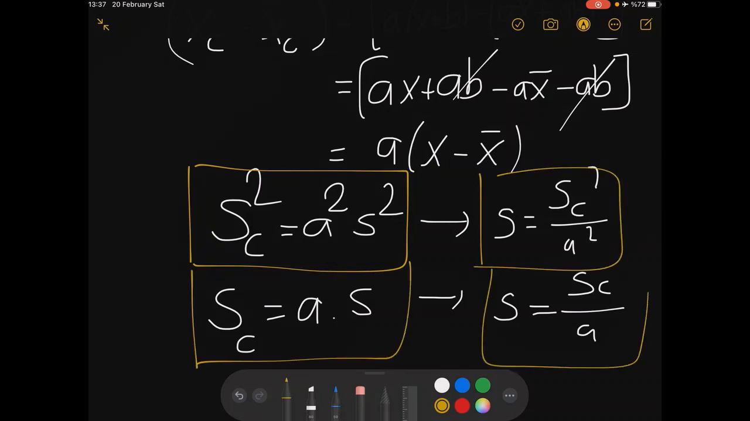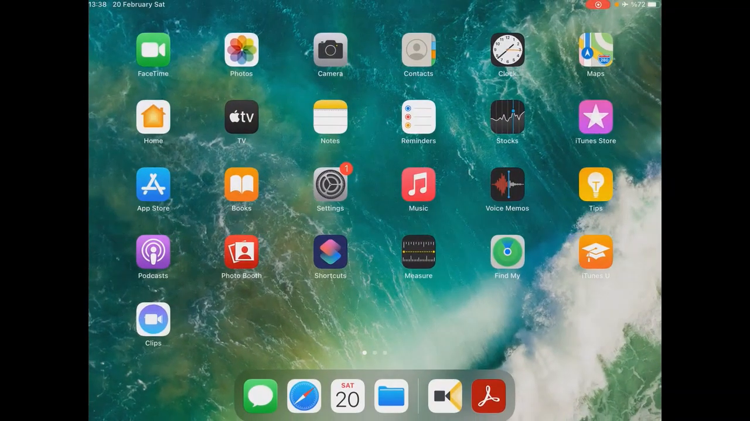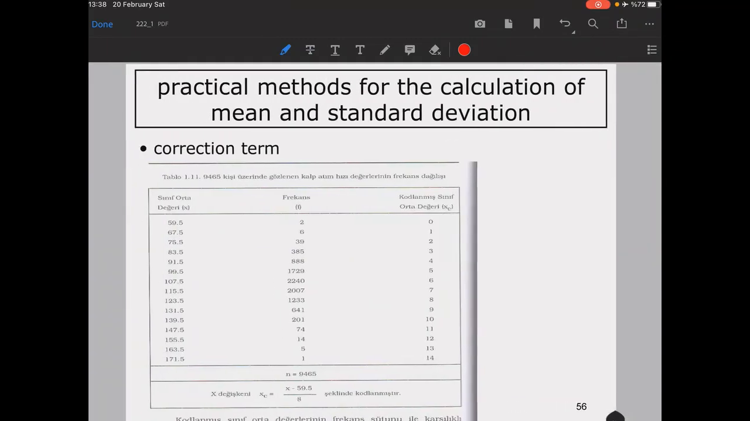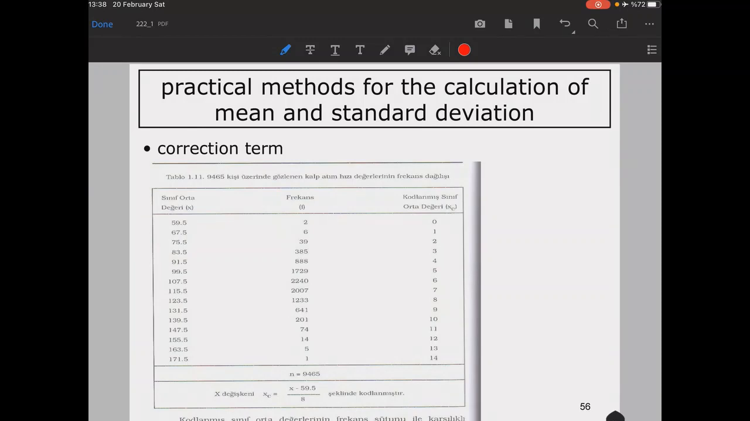So these are the cases for the mixed form. So that's it, about the coding here, and we can say that they are really practical in terms of calculation. Okay, now we will take a look at some practical methods for the calculation of mean and standard deviation, because it can be tricky.